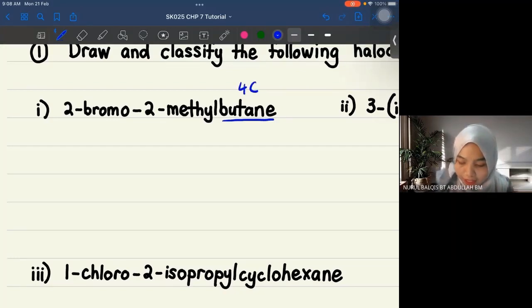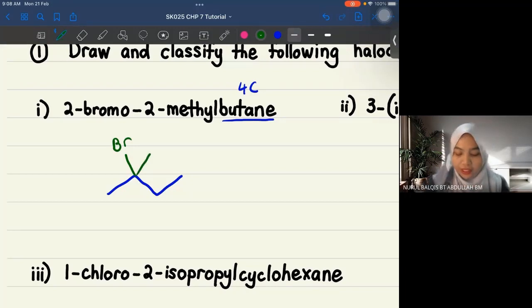So kita akan ada 1, 2, 3, 4. So this is the butane. And then at carbon number 2, let's say we start the numbering from the left, we have carbon number 2. We got 2 substituents attached to it. One is bromo, another one is methyl. Jadi sekarang tolong beritahu saya, what is the class of haloalkane for this 2-bromo-2-methylbutane?